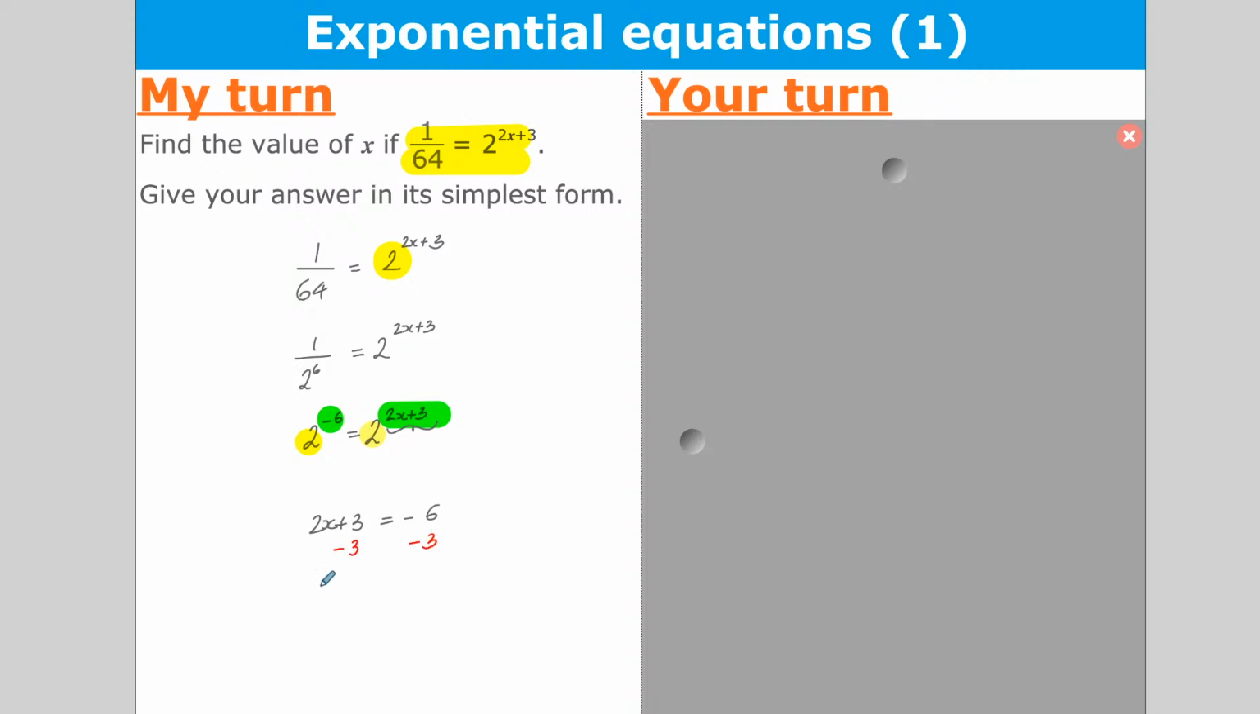Subtract 3 off both sides. You get that 2x is equal to negative 6. Subtract another 3 is negative 9. And divide both sides, therefore, by 2. And you get yourself x is equal to negative 9 over 2.